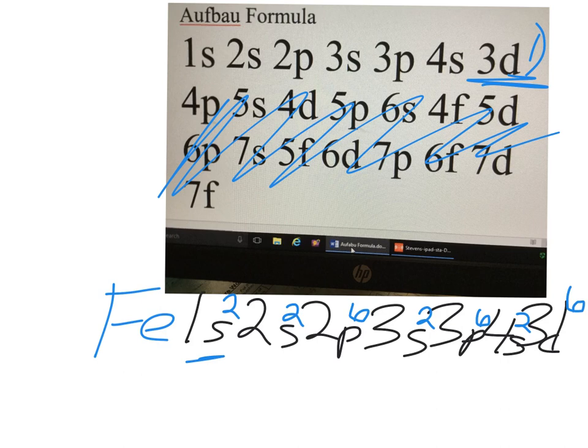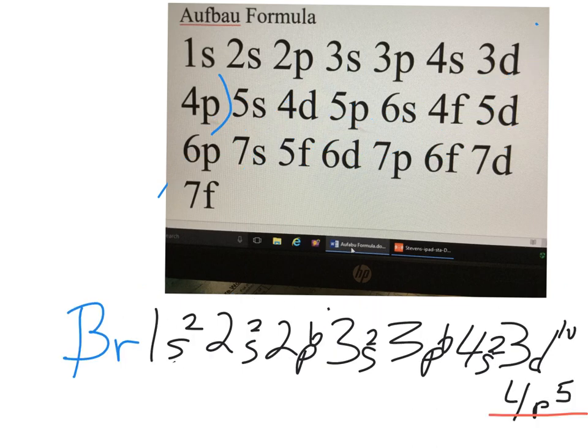Bromine. Okay, I want you to do bromine by yourself, and then I'm going to put it up here, and you're going to check yourself with mine. Okay? So do bromine right now by yourself. So double check your stopping point. Make sure you have the same one. Double check yourself. Now, did anyone get one wrong?